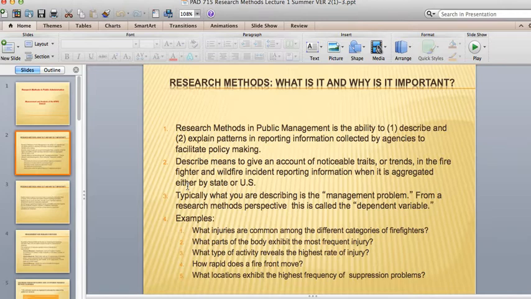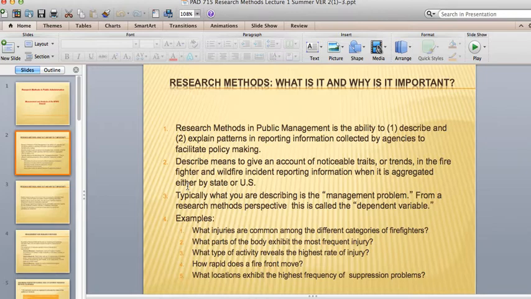So in a nutshell, the research methods in a public management environment focus on describing and explaining patterns in reporting information to facilitate policy making. Describe means to give an account of noticeable trends or traits in, for example, the firefighter and wildfire incident reporting information. When it's aggregated, when the information is basically compiled in different categories to see what patterns emerge.